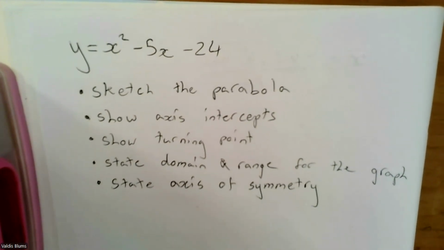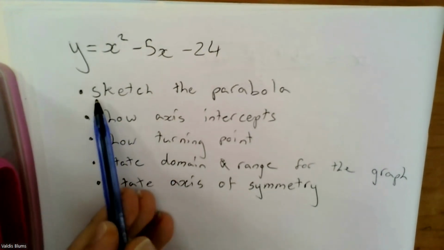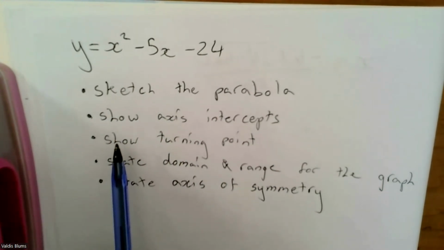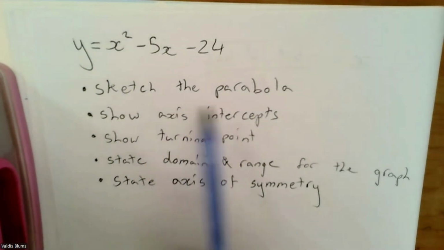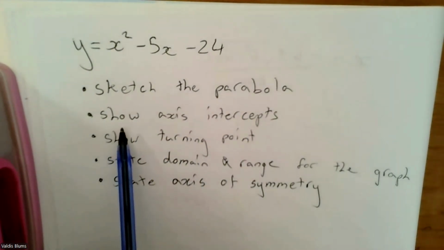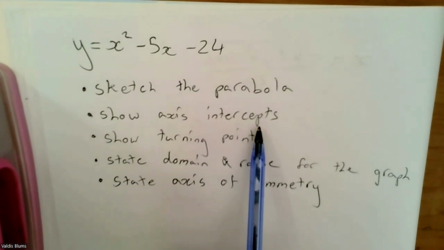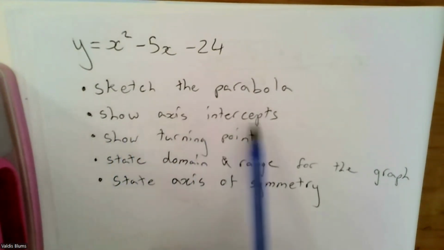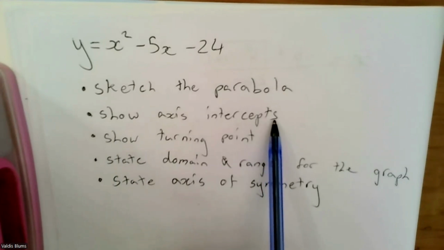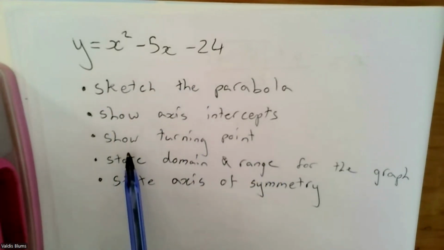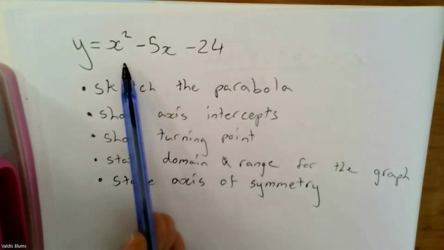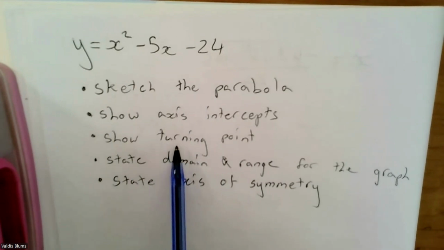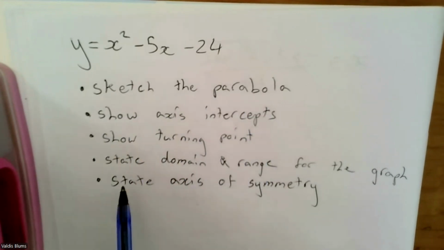Now, to start off with, when we're sketching this parabola, we're going to find a few things at the same time. To help us sketch the parabola, we're going to find the x-intercepts, the y-intercept, and the turning point. So we find the x-intercepts via factorizing this equation. We find the turning point by completing the square and putting it into the turning point form. From that, we can sketch the parabola.